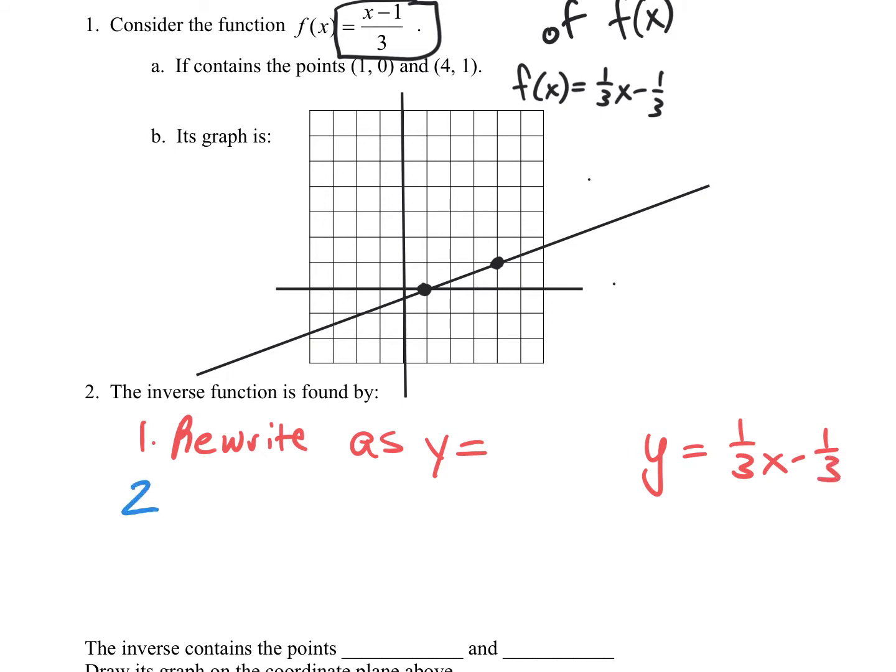Our next step, we flip x and y. An inverse is defined by the reversal of the roles of input and output. We're going to do that literally with the second step. We're going to flip x and y, so x will equal 1/3 y minus 1/3. And our final step is going to be solving for y.